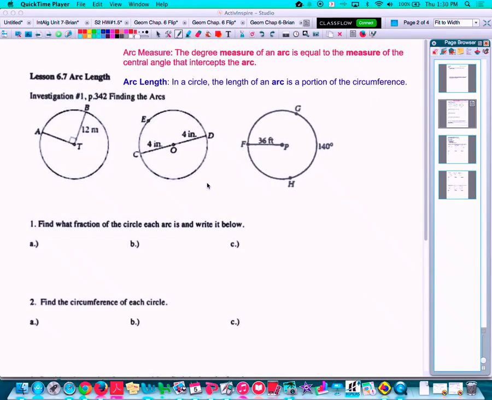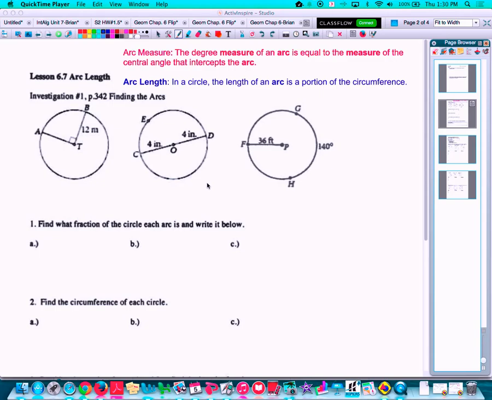In the last sections, 6.5 and 6.6, we were working with circumference. We're going to finish the unit by talking about a portion of the circumference called the arc length. So remember, we had arc measure throughout this unit. We talked about the arc measure.